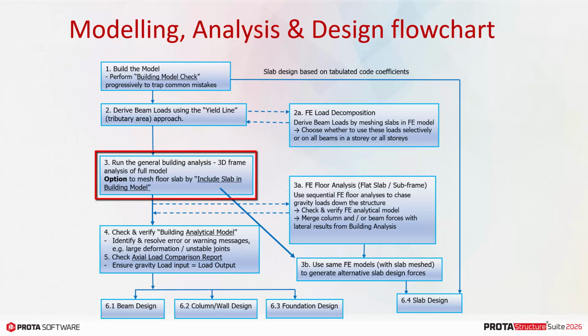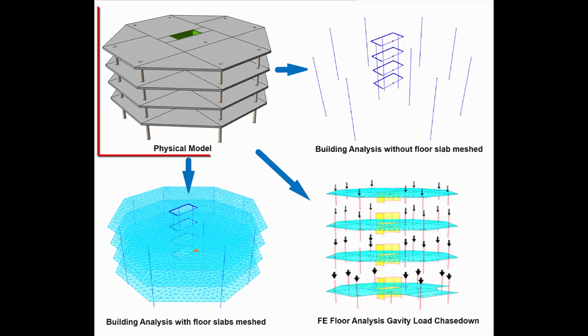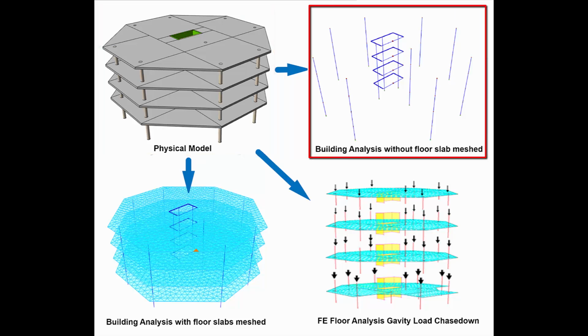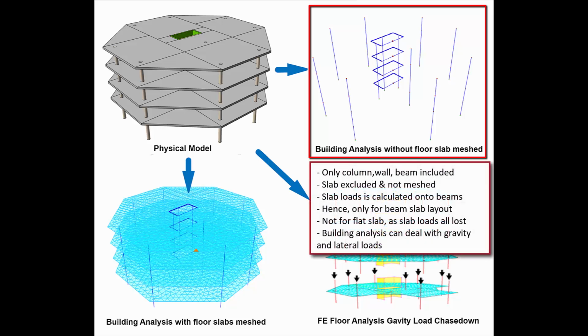Let us now explore in more detail the different analysis options, namely building analysis and FE floor analysis. This example physical model is a flat slab model supported by columns and lift core wall. Between the lift core wall is a beam. The first analysis method is building analysis without including the slab by meshing. The analytical model is a 3D model of all stories consisting only of frame members, that is, walls, columns and beams. The slab is excluded.